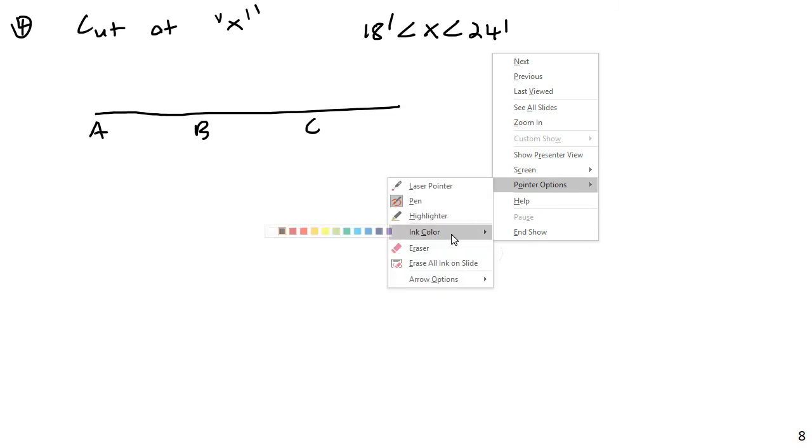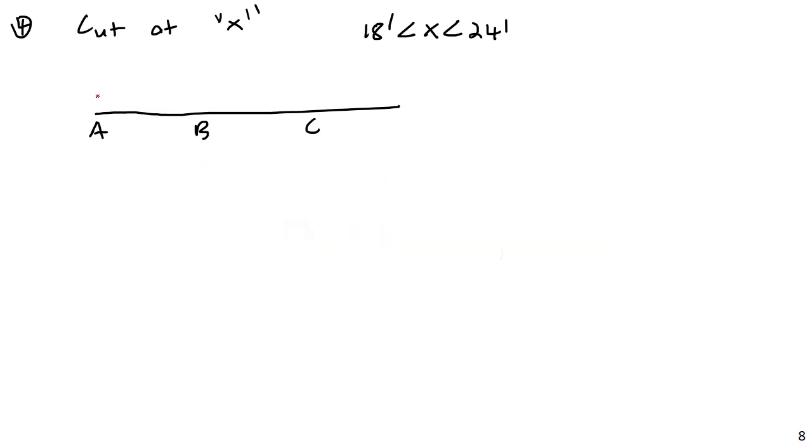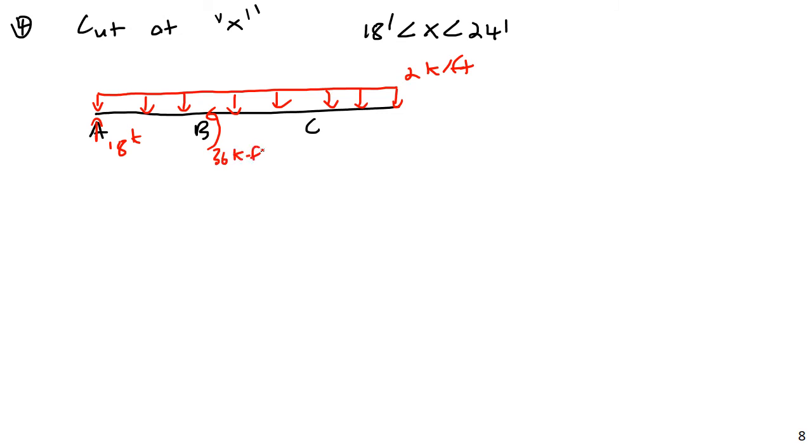And I'll go ahead and show all the forces on here. Distributed load, happy distributed load. Nice happy uniform load going all the way across of 2 kips per foot. Then I have my 18 kip force A_Y. I have my 36 kip-foot moment at B. And I have my 30 kip reaction force at C.